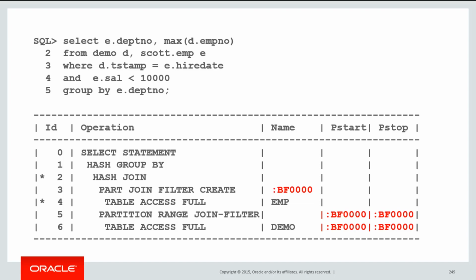The execution plan looks a bit odd. It contains part join filter create and part range join filter, and there are some interesting names and partition information that all have a prefix of BF. If we hone in on just those elements, it is quite strange. They do not map to any partition names. They do not map to any partition numbers. So what exactly do they mean?